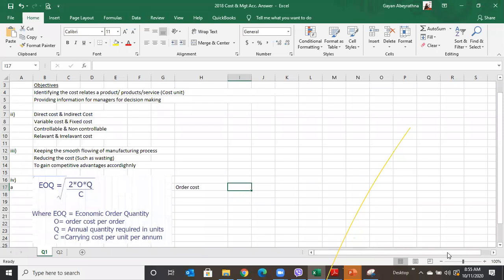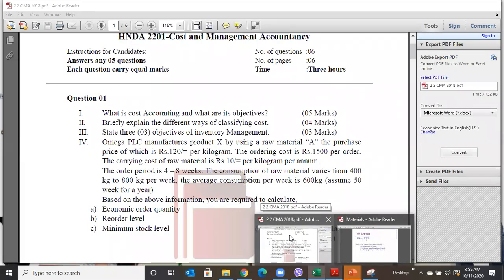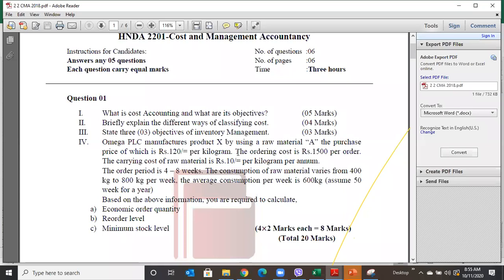Okay, one answer came. Saumya, 1500. Yeah. Okay, order cost is 1500. Then Q, annual quantity. How to get that? Order cost 1500, yes, that's correct.